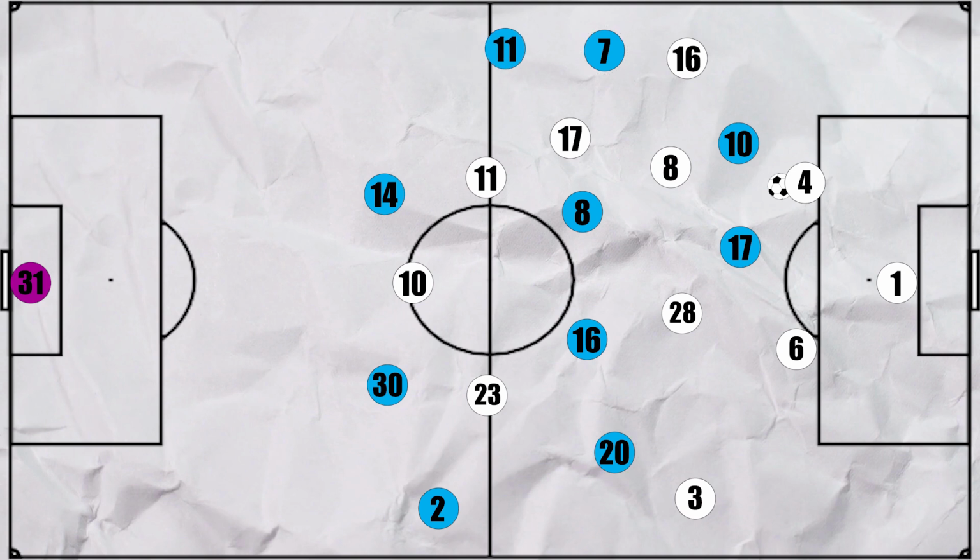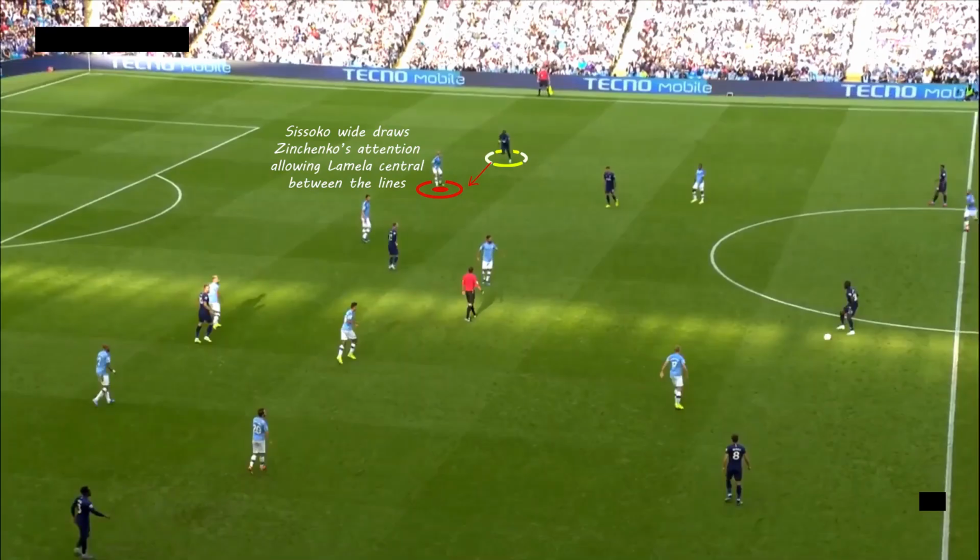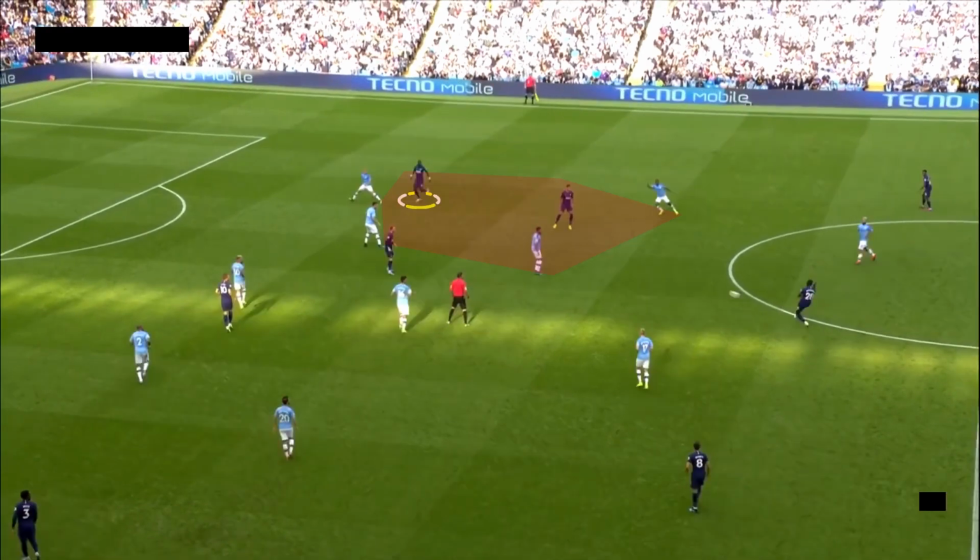And because Zinchenko was high and wide in this match, Sissoko would push up into this space, looking to counter into where Zinchenko wasn't. This pattern of play led to their first goal. Sissoko is high in the space, drawing Zinchenko, so he can't close Lamela down. As discussed, City's high press leaves space in the midfield, so De Bruyne isn't back in time to pick up Lamela, who gets the ball between the lines for the finish.